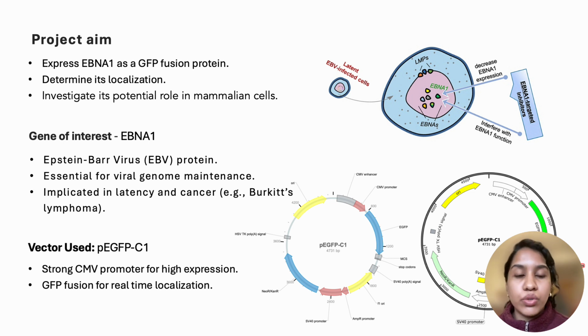The gene of interest that I've chosen is EBNA1, which synthesizes a protein from the Epstein-Barr virus. This protein is very essential for viral genome maintenance. So the vector that I've chosen is pEGFP-C1. The reason why I chose this one particularly is because we can visualize the cells under a fluorescent microscope, and it also has a strong CMV promoter for high expression.